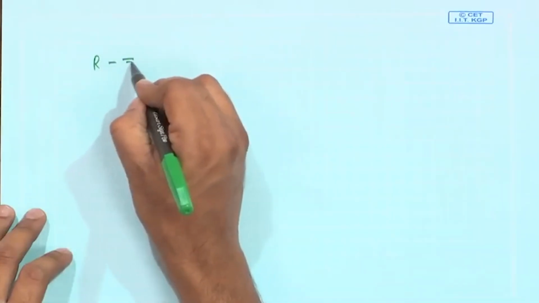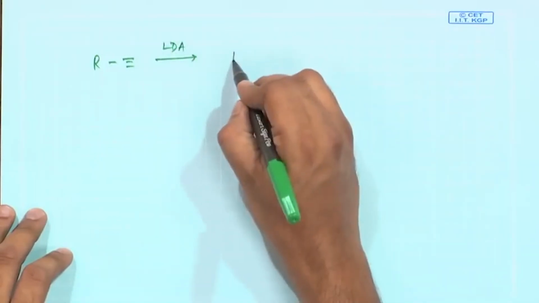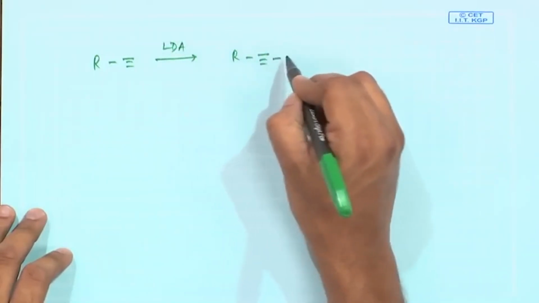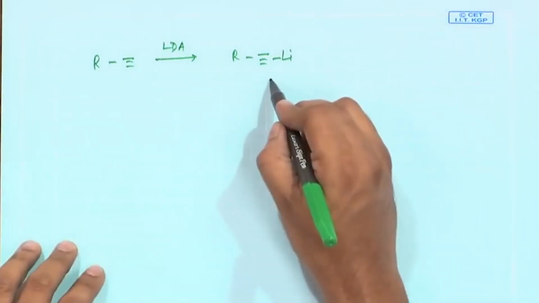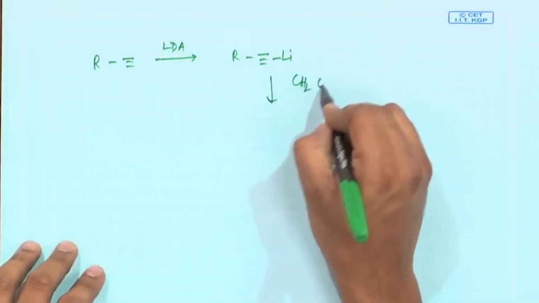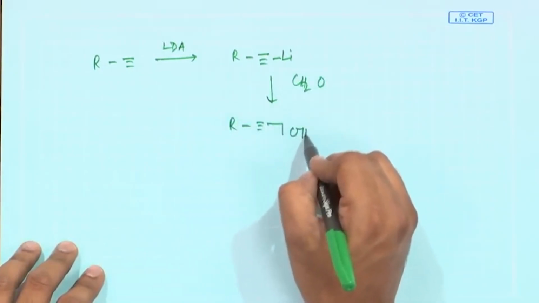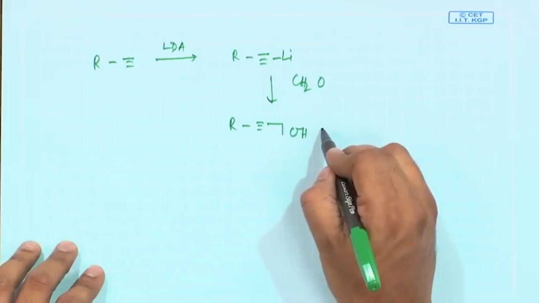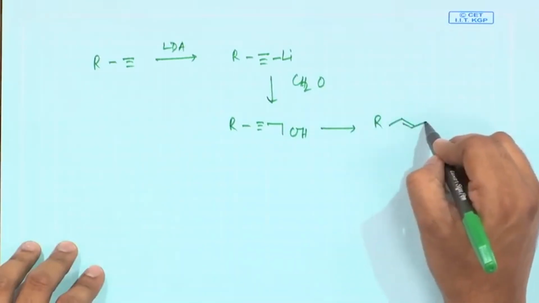What next is required from you is that you have a triple bond compound. You subject it to a base, normally LDA is preferred, and the acidic hydrogen of the triple bond will be removed to give the acetylide. This acetylide you can quench with formaldehyde to get the corresponding propargyl alcohol. Now, for this propargyl alcohol, the final product which you have seen has this E geometry.